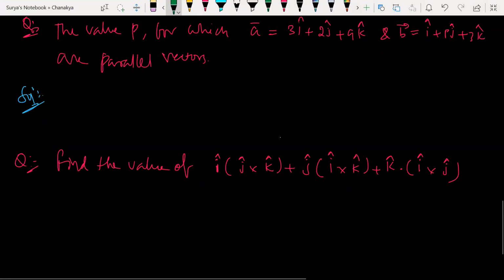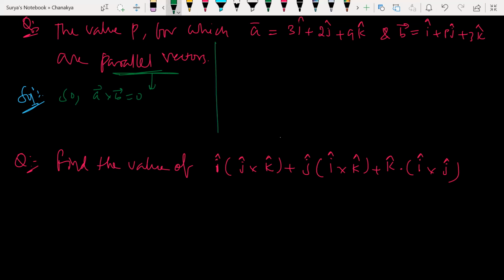People, parallel vectors, what is the condition? When two vectors are parallel, क्या होगा? A cross B is going to be 0. What happens? Look at this. These two are parallel here, so क्या होगा? Parallel, so A cross B is going to be 0. Then what is going to happen?